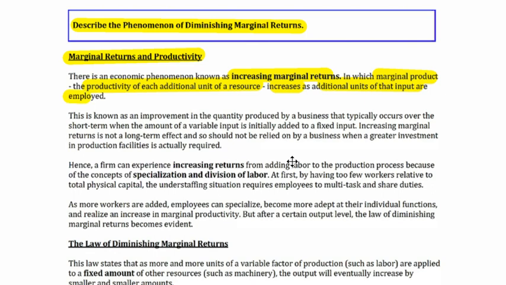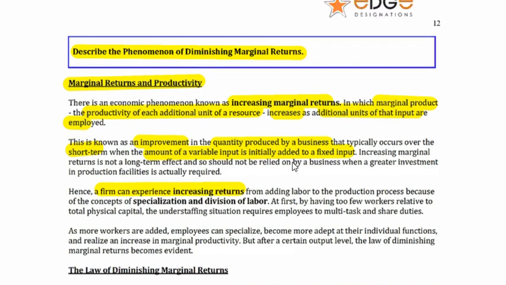And it's generally a shorter term concept. In other words, it's the quantity produced by a business over a short term, where an improvement occurs when a variable input is added to a fixed input. Having said all of that, a firm can experience increasing returns from adding labor to the production process. How would that work? How would your returns increase when you add labor?